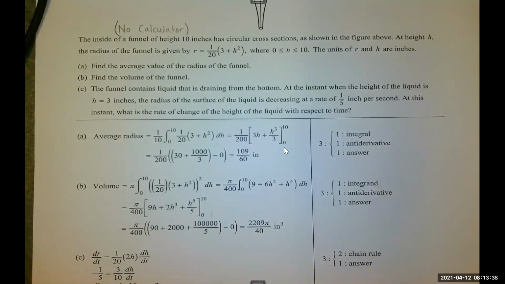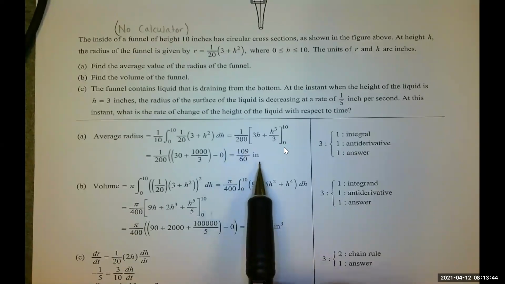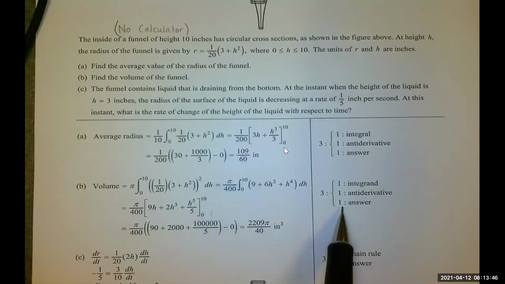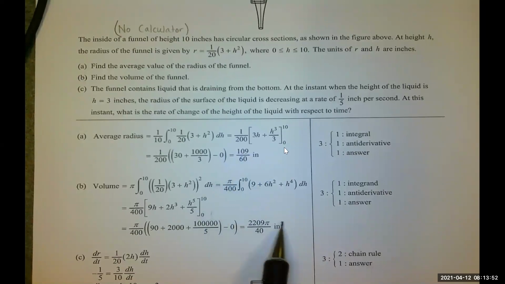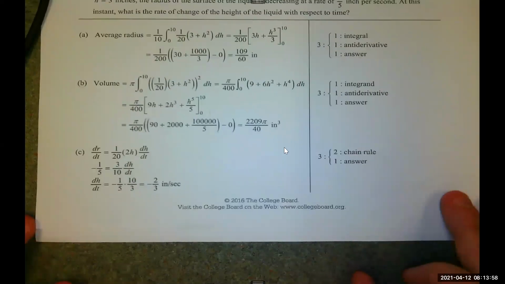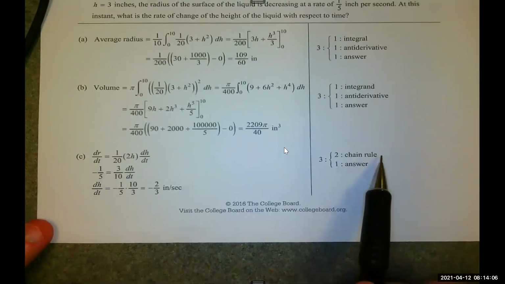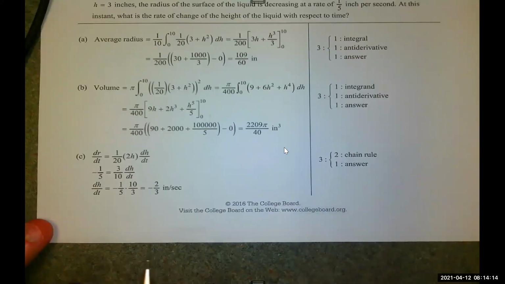Now, it's unclear from the scoring guidelines, but I would say if you don't have inches, you just have 109/60th, you get no answer point. If you have some version of 2209 pi 40ths, but you don't have cubic inches, you don't get the answer point. So make sure you have your units. So derivative of the radius function, pretty much the same as mine. Notice how that is worth 2 points. If you do not use the chain rule to get your derivative, you are not getting any points here, not even for your answer. And then the inches per second, again, are required to get the answer point.